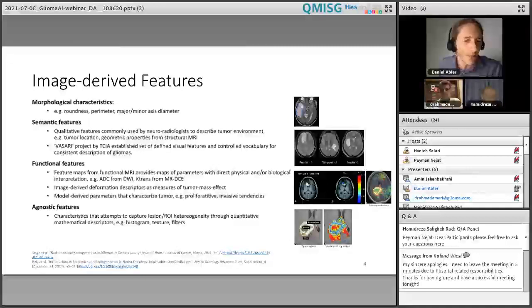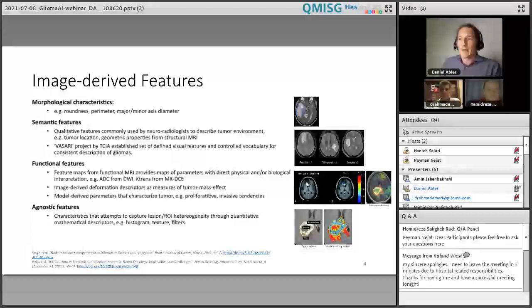Then there is a group that I call functional features. These are features that may be derived from functional imaging. They share the commonality that they are typically well interpretable because they are closely aligned to some biological or physical processes, or they allow us to derive information about those. And finally, there's a large group of features that is often utilized in what is called radiomics.